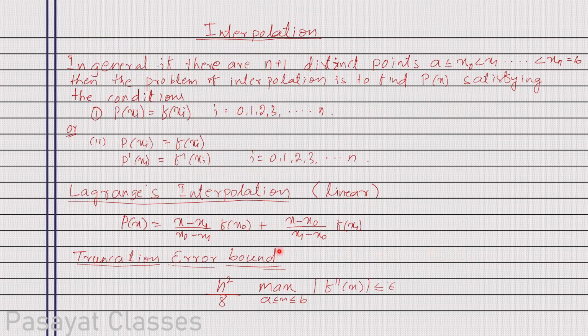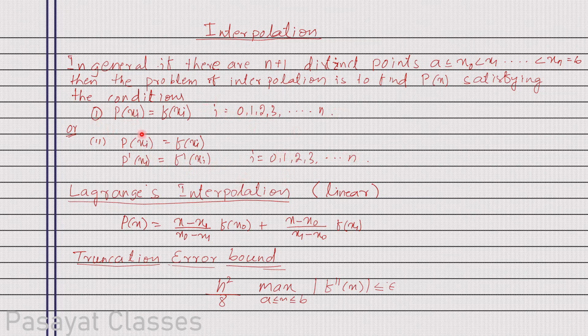Here, in general, if there are n plus 1 distinct points a ≤ x0 < x1 < ... < xn = b, that means our starting point is x0 and the ending point is b, and this interval [a, b] is divided into n plus 1 subparts, then the problem of interpolation is to find the polynomial p(x) satisfying the conditions. The first condition is p(xi) = f(xi), or the second condition is p(xi) = f(xi) and p'(xi) = f'(xi), where i runs from 0 to n in both cases.